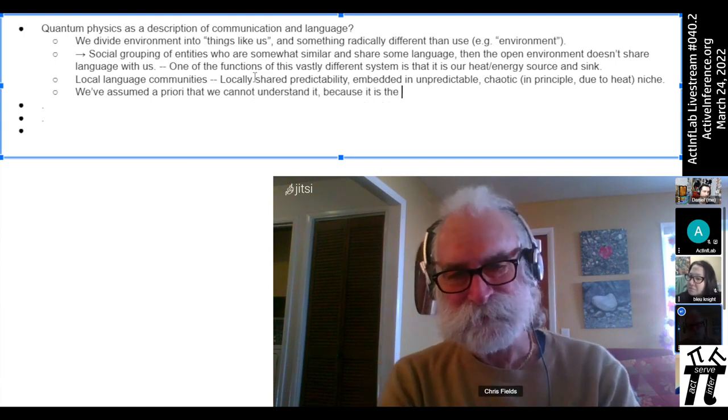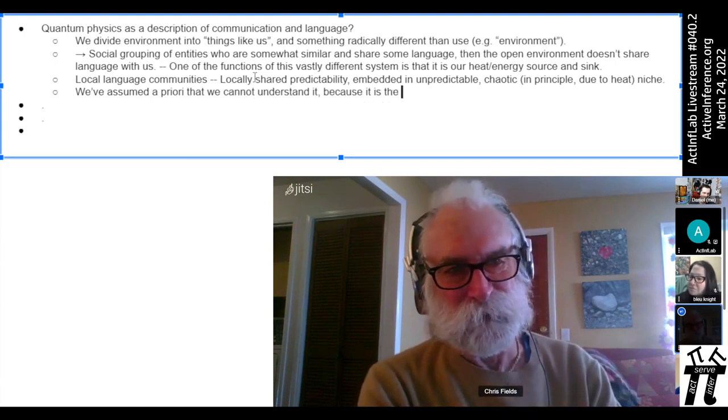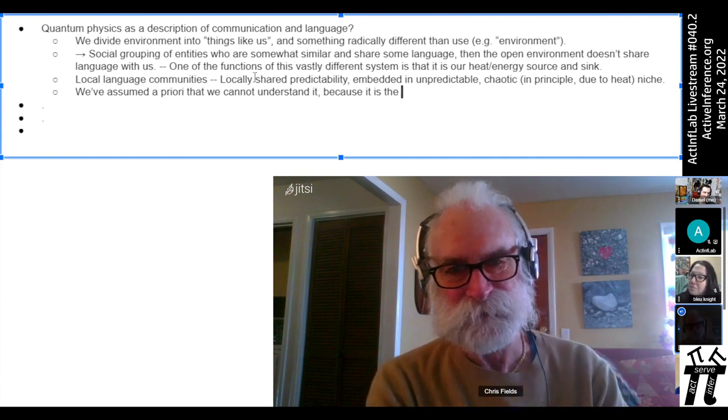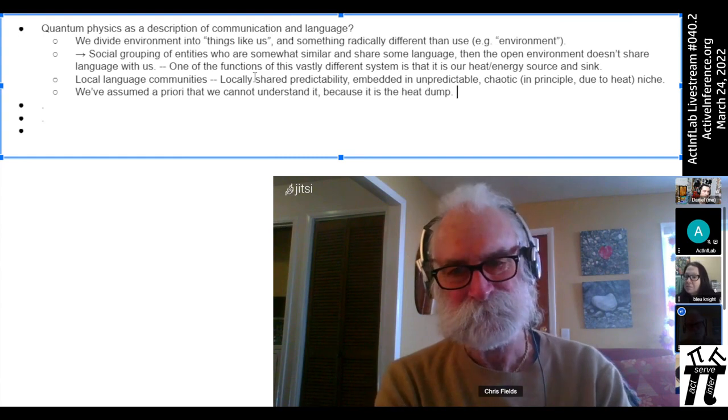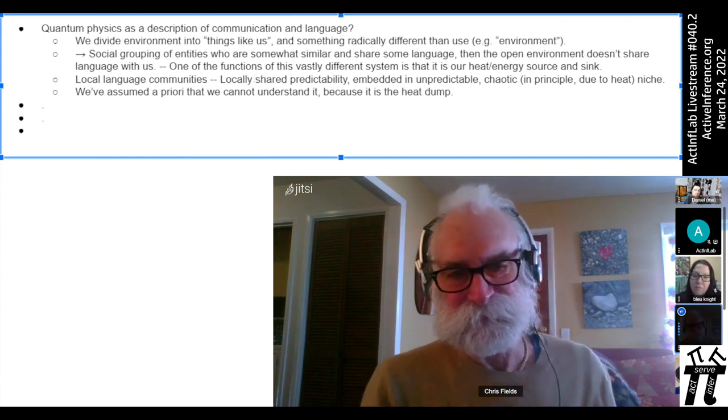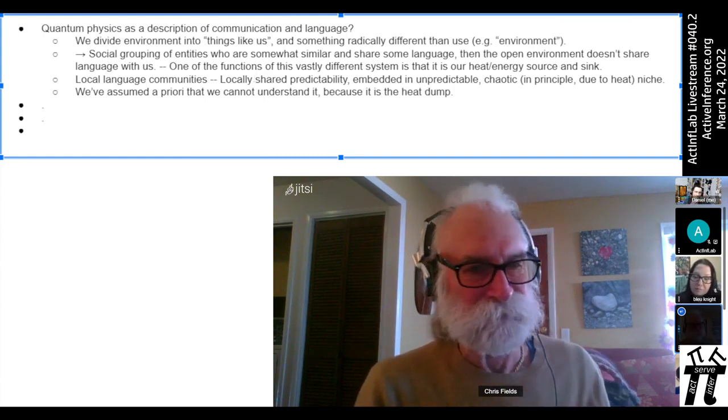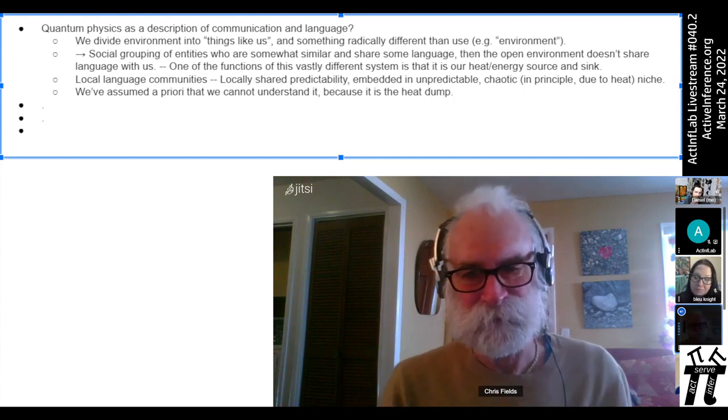We've put ourselves in a conceptual bind almost automatically by being systems that have to generate this entropy and put it somewhere. So I like this classical to quantum correspondence very much, and I think it works very nicely.